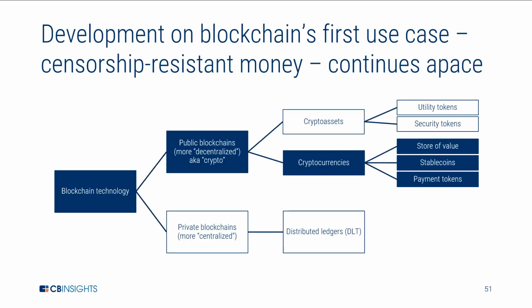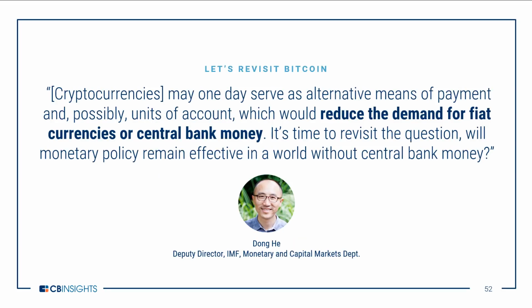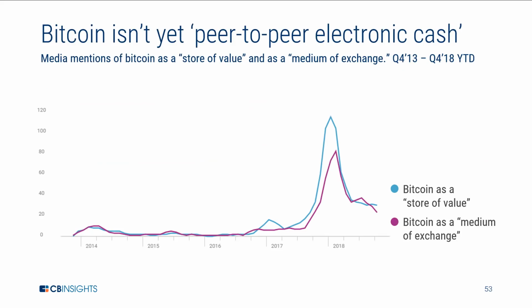So now we've looked at the crypto asset side of things, specifically security tokens and utility tokens. Now let's turn to the cryptocurrency side of things and get back to basics with Bitcoin. So how should we think about cryptocurrencies? Here's a quote from Dong He of the IMF that underscores the importance of Bitcoin's creation. Cryptocurrencies may one day serve as alternative means of payment and possibly units of account, which would reduce the demand for fiat currencies or central bank money. Of course, we're nowhere close to this happening yet.